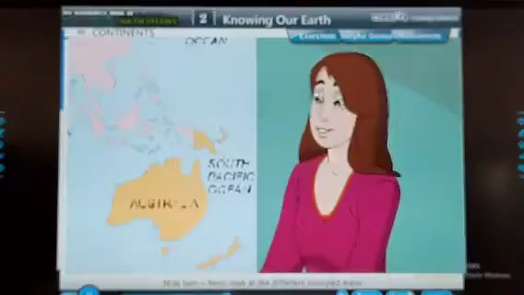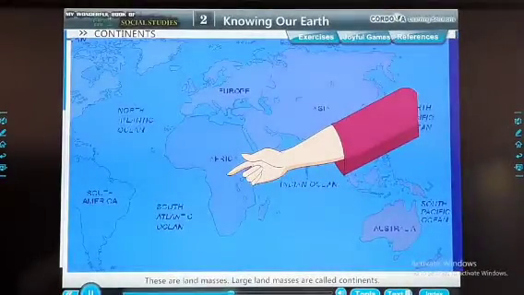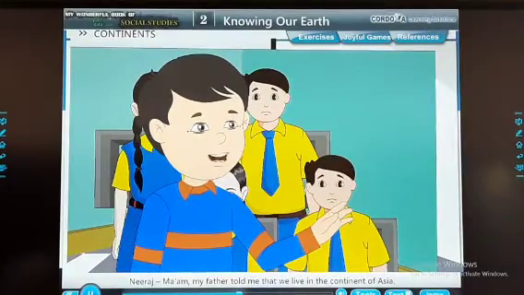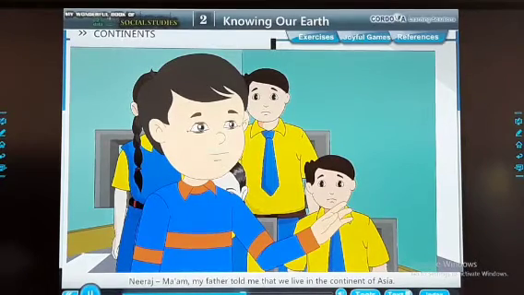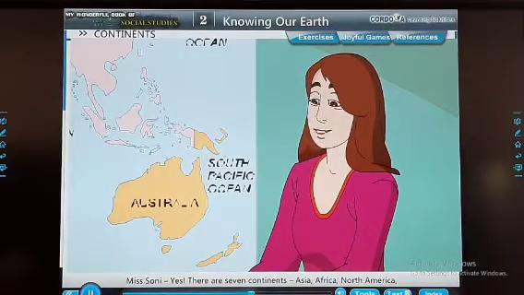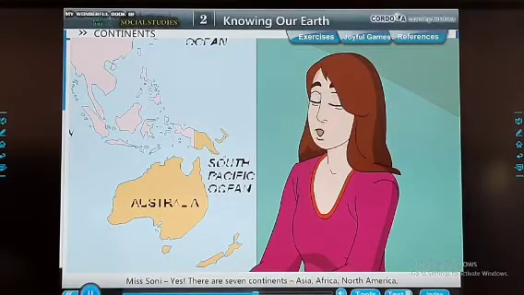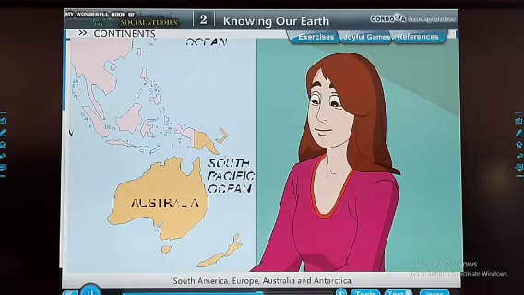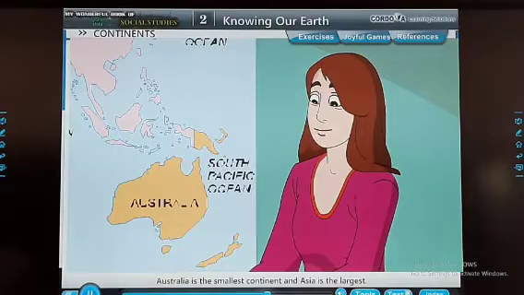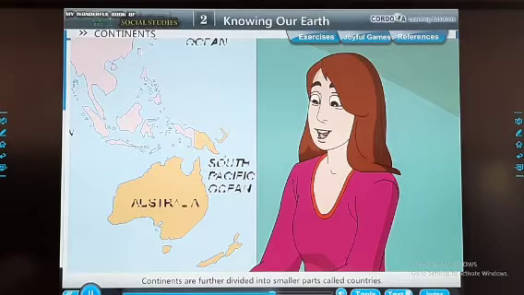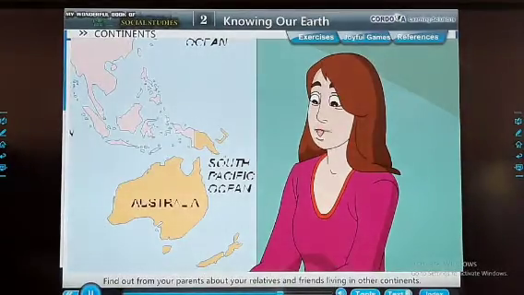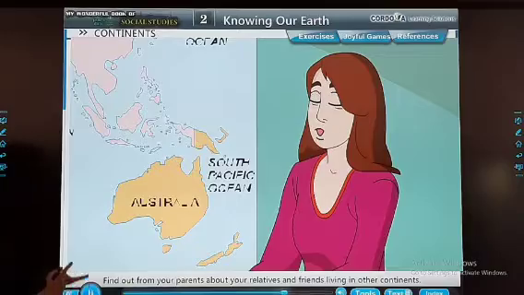Continents. Miss Sophie, now look at the different colored areas. These are land masses. Large land masses are called continents. Neeraj: Ma'am, my father told me that we live in the continent of Asia. Are there many more continents? Miss Sophie: Yes, there are 7 continents. Asia, Africa, North America, South America, Europe, Australia and Antarctica. Australia is the smallest continent and Asia is the largest. Continents are further divided into smaller parts called countries. Our country, India, is a part of Asia. Find out from your parents about your relatives and friends living in other continents.